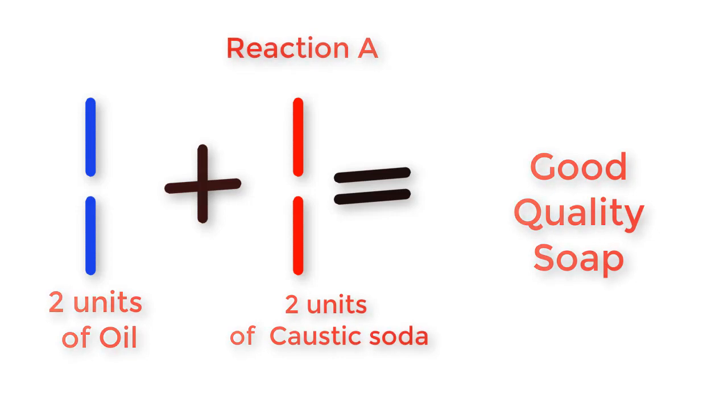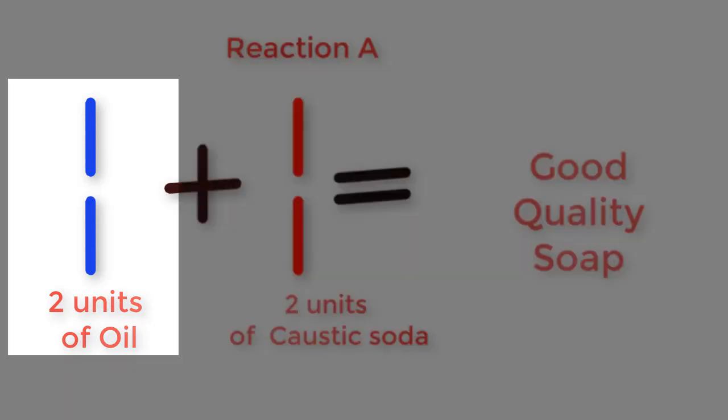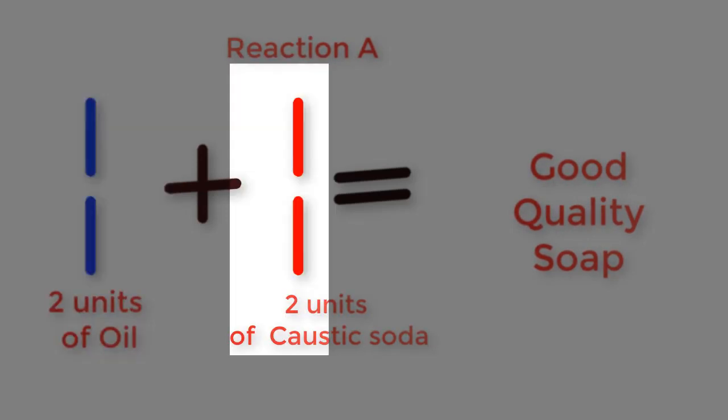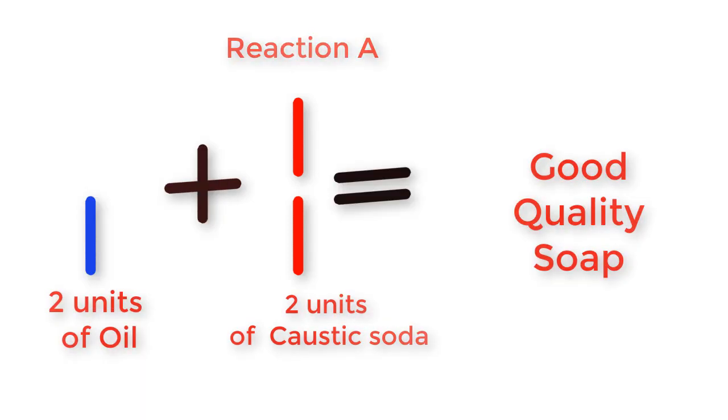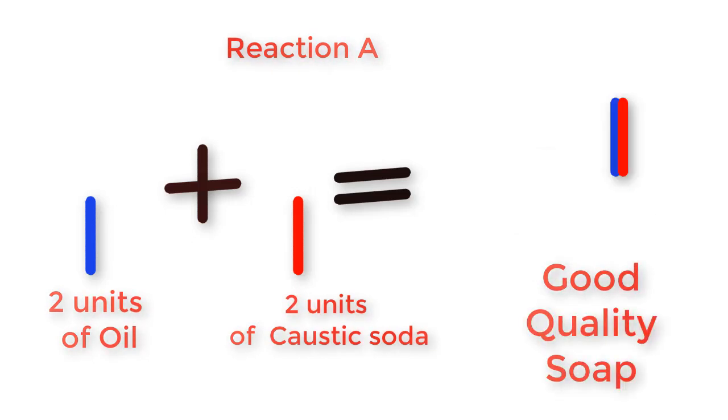The oil is represented by the blue strokes, while the caustic soda is represented by the red strokes. So let's see: 1 unit of oil combined with 1 unit of caustic soda, CS, forms 1 unit of soap. Another unit of oil combined with another unit of caustic soda, CS, forms a unit of soap.